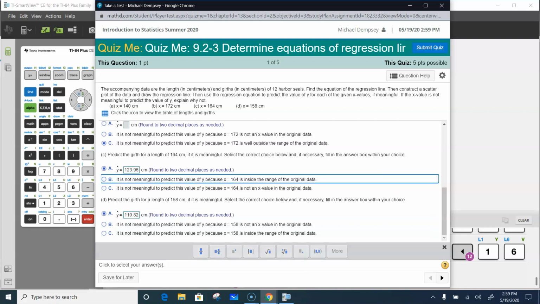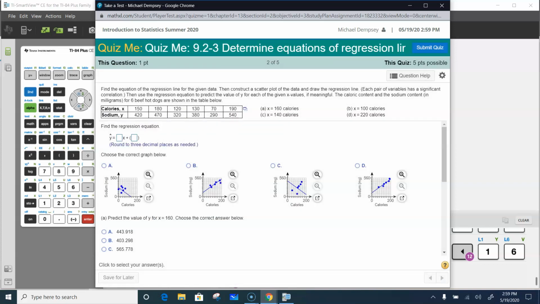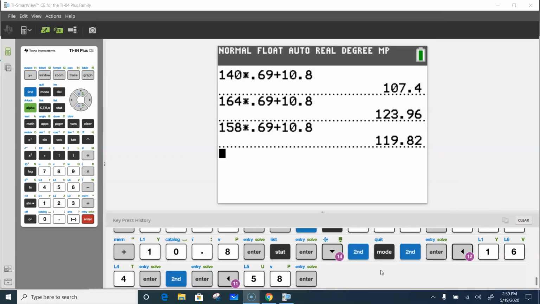So let's see if that is enough. You can see those take a really long time to do, but we did one of them, and that should be a sufficient review for your test 1.